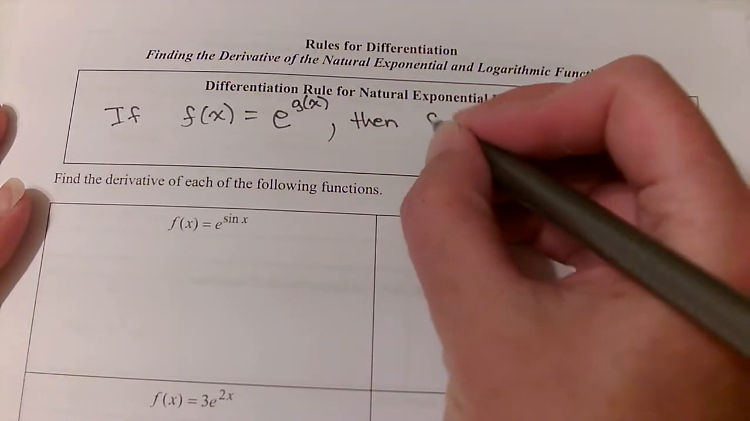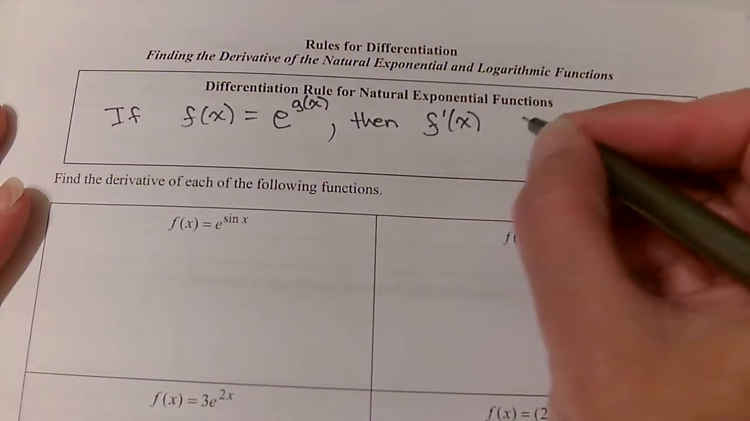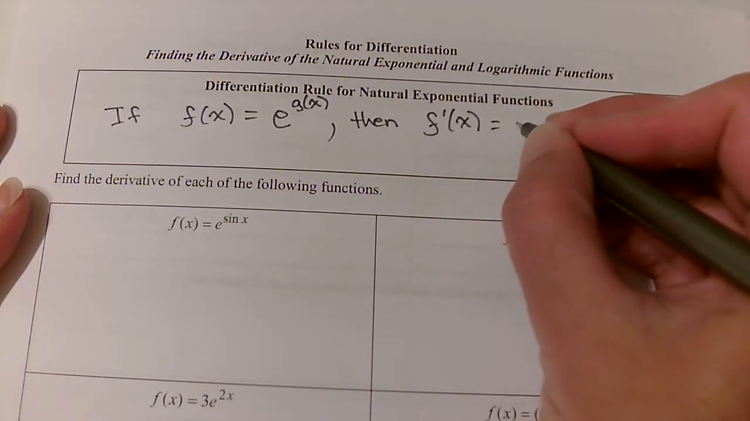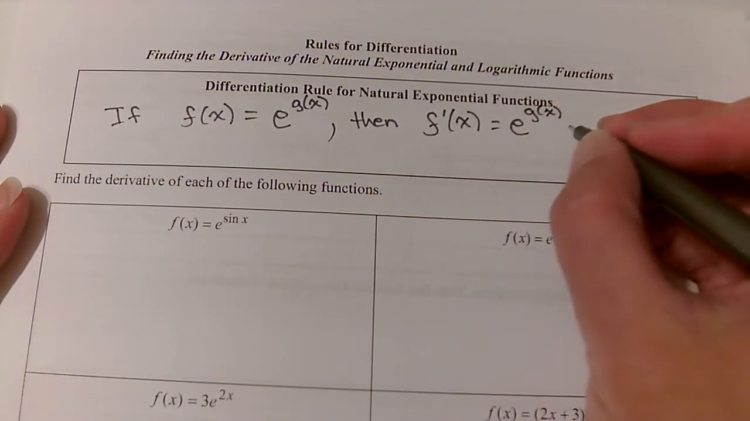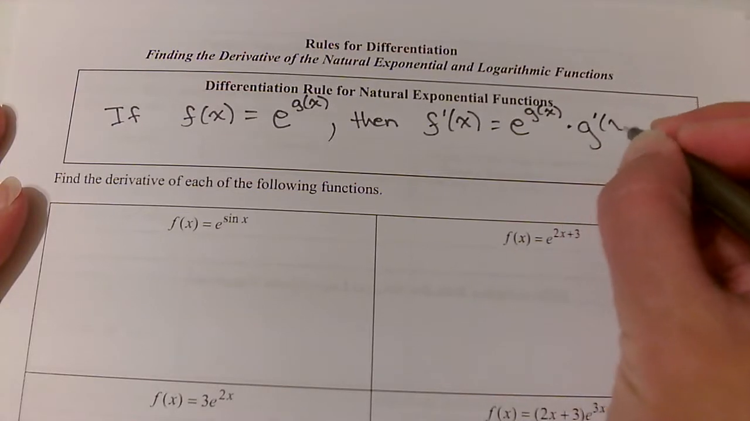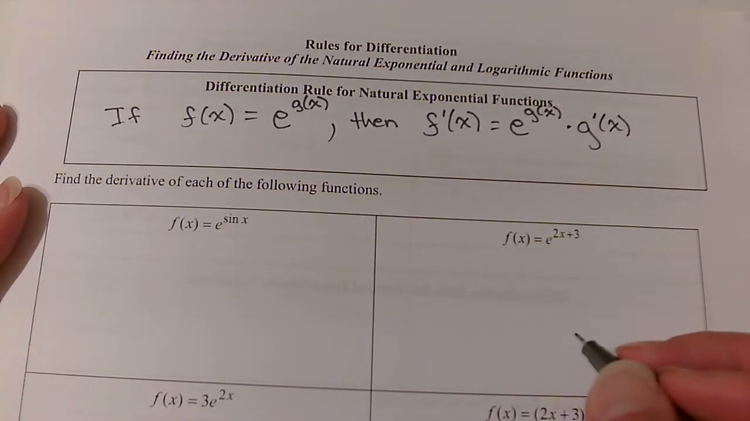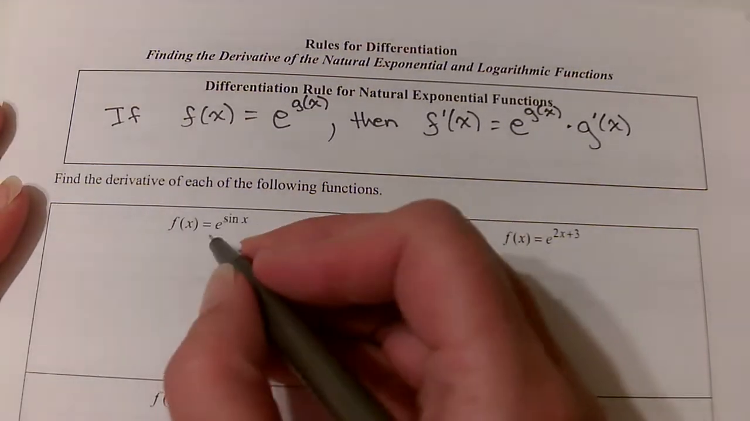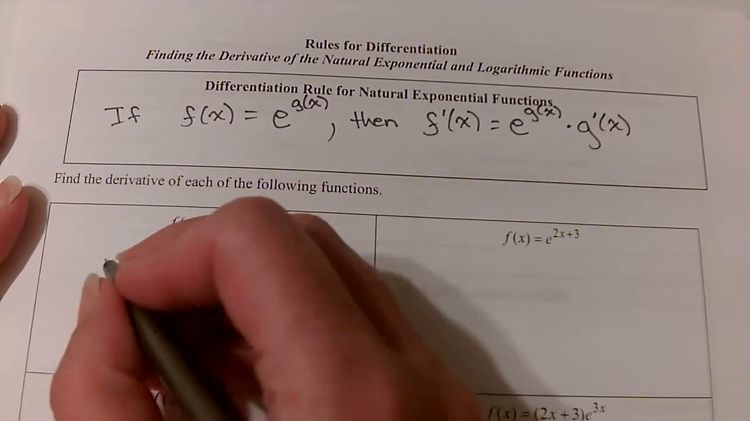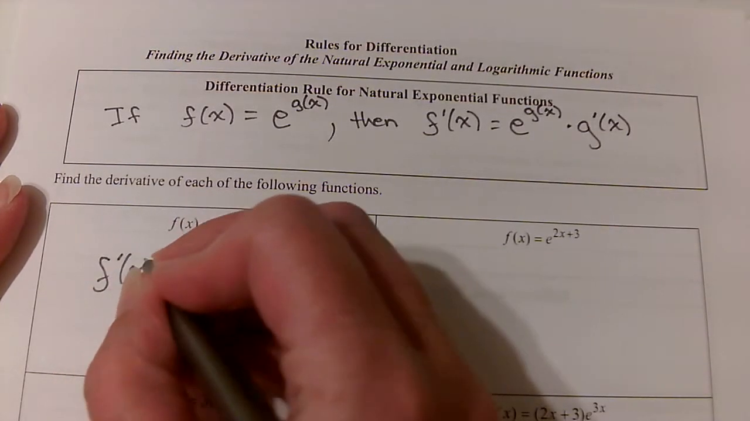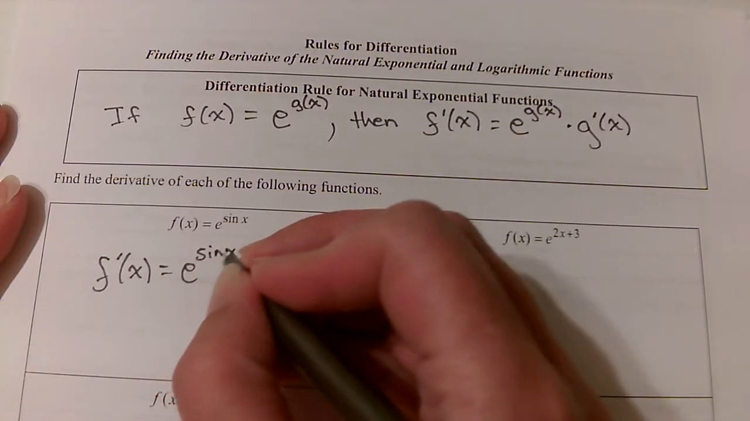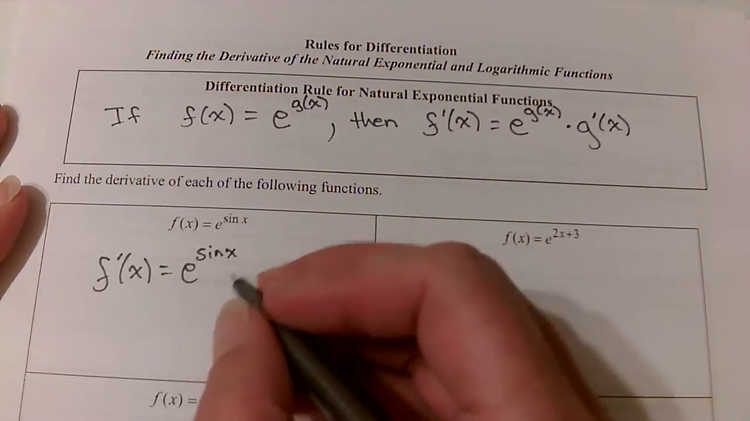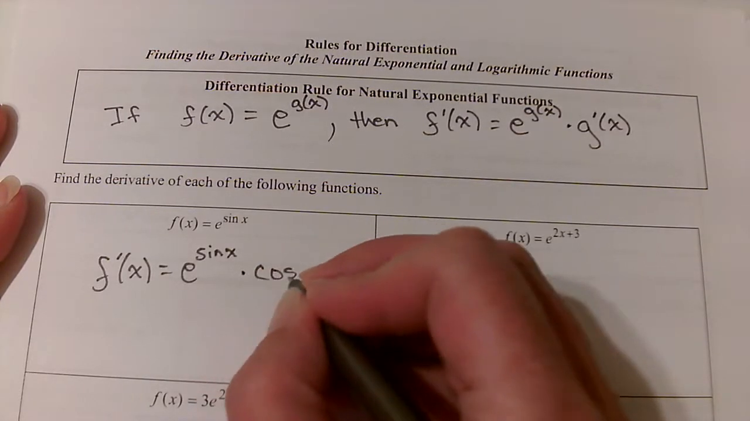Then the derivative is going to be e to whatever that exponent was times the derivative of the exponent. Yep, it's beautiful. So if we had e to the sine x, it's going to be amazing. You're going to say e to the sine x, and then the derivative of the exponent. So times cosine x.